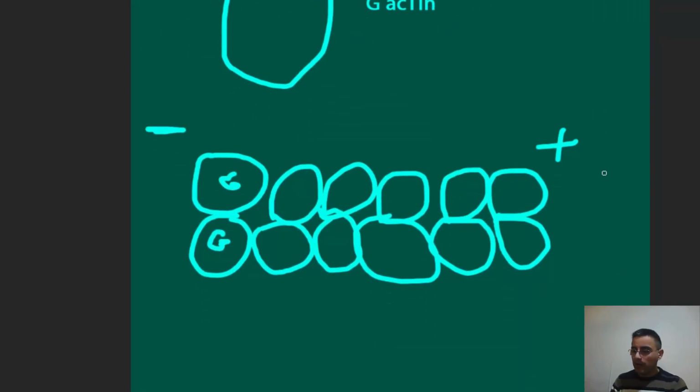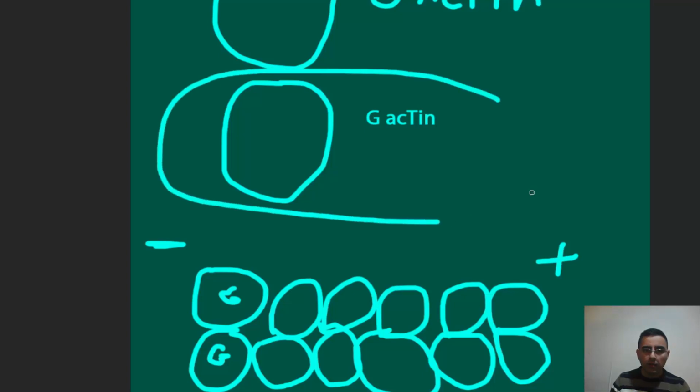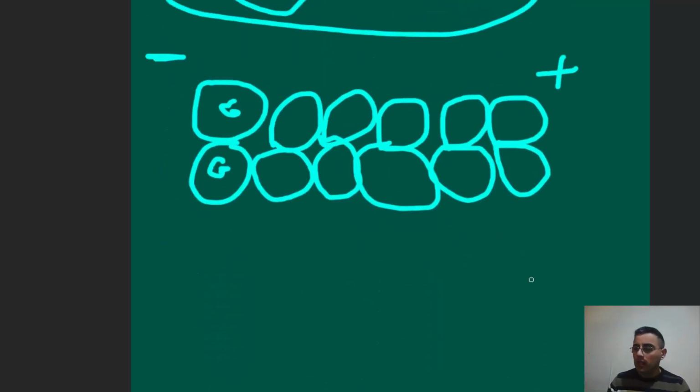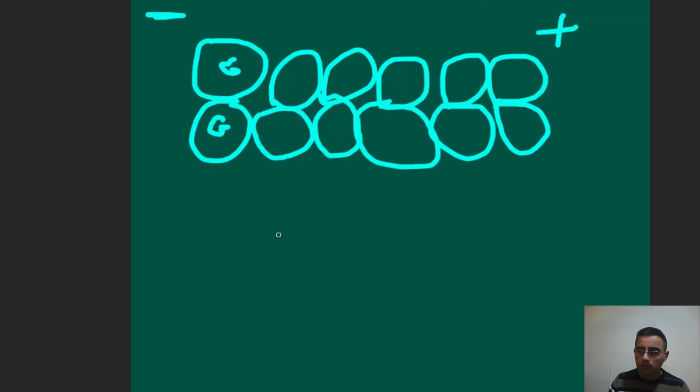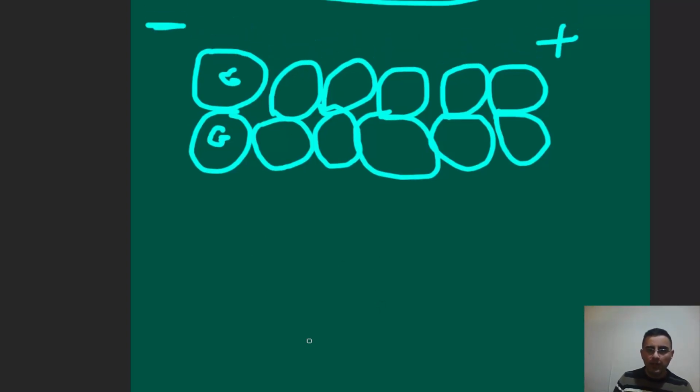Each G actin is called a monomer, and these are polymers. So another topic about actin filaments: assembly and disassembly of actin filaments.